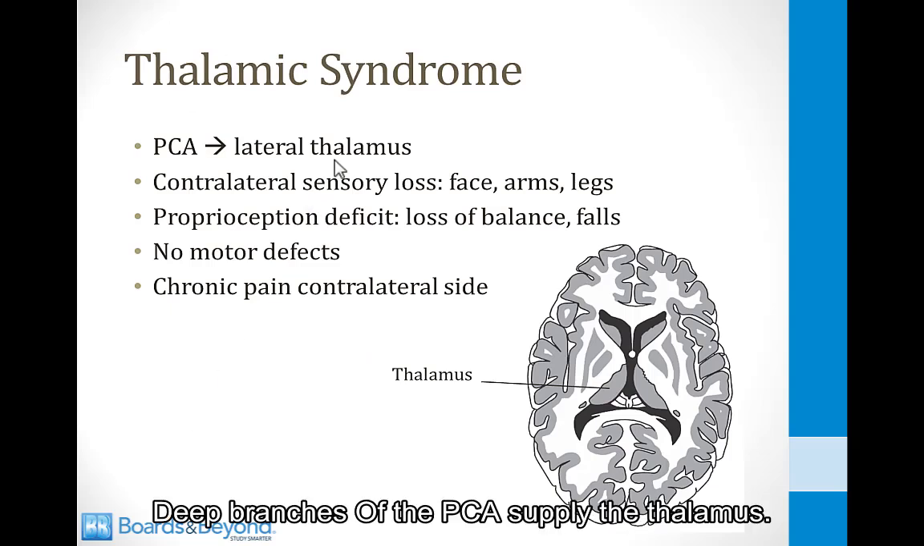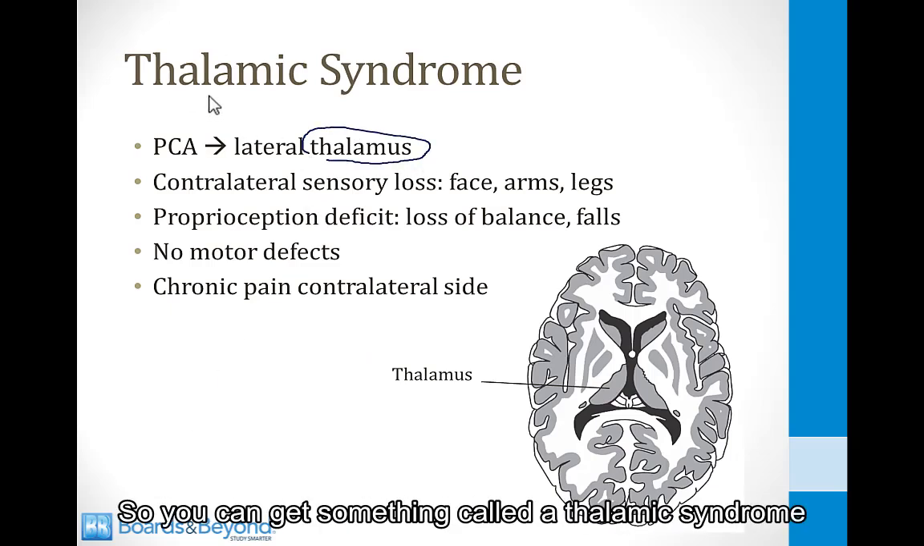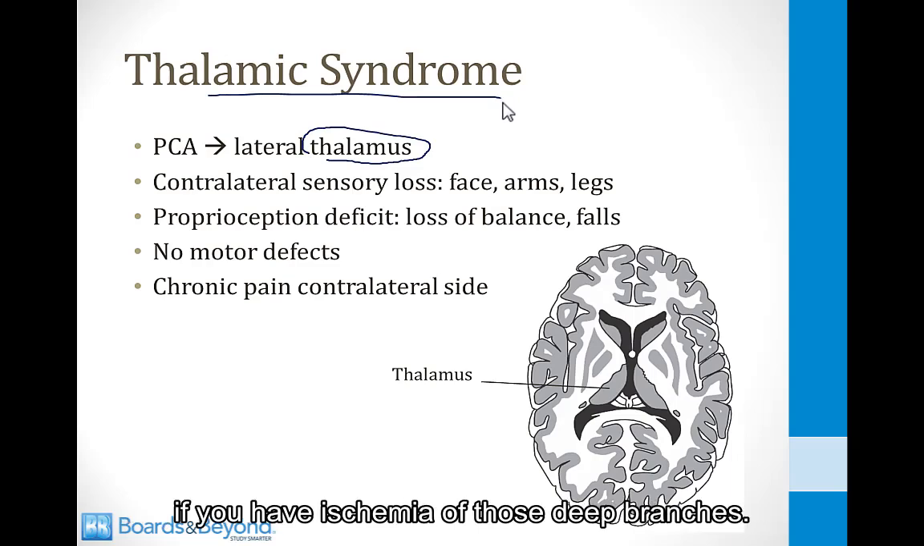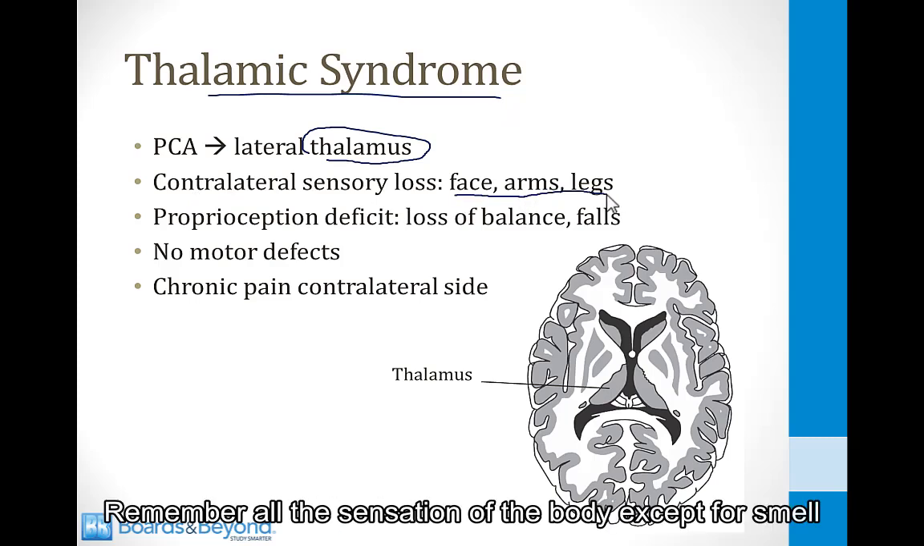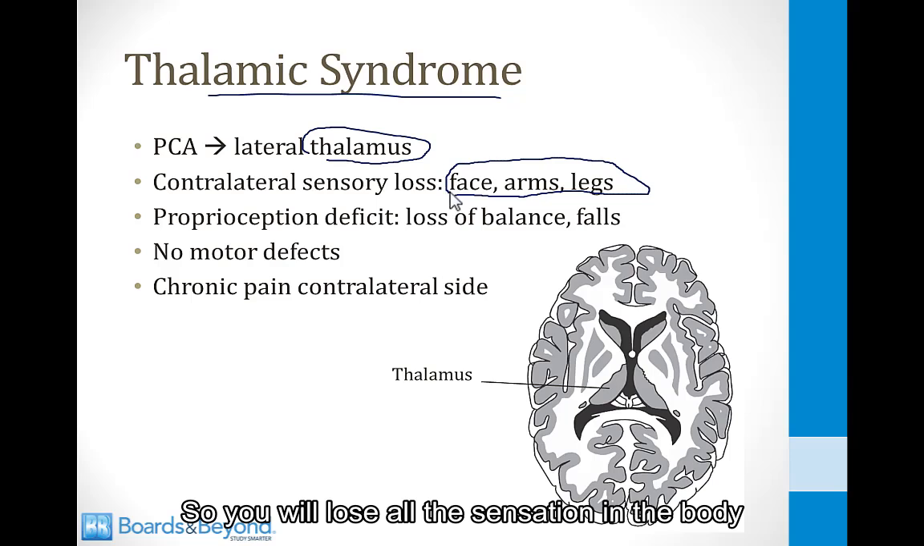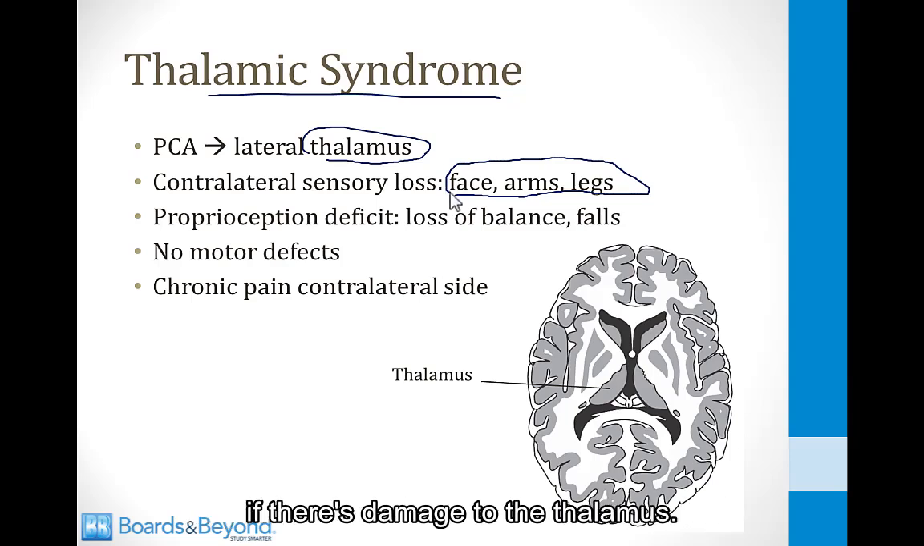Deep branches of the PCA supply the thalamus, so you can get something called a thalamic syndrome if you have ischemia of those deep branches. And this will give you contralateral sensory loss of the face, arms, and legs. Remember, all the sensation of the body except for smell funnels through the thalamus, so you will lose all the sensation in the body if there's damage to the thalamus.